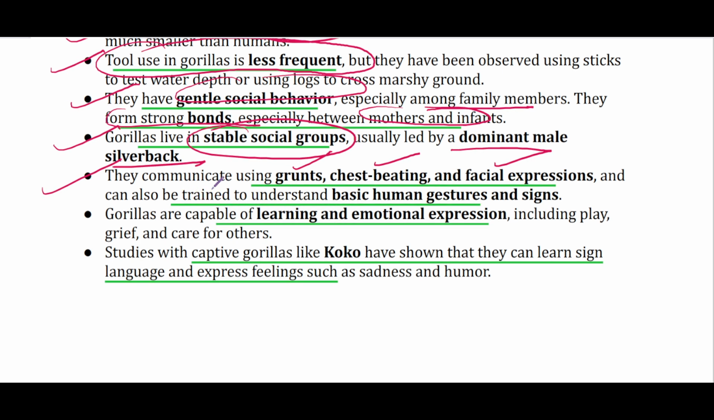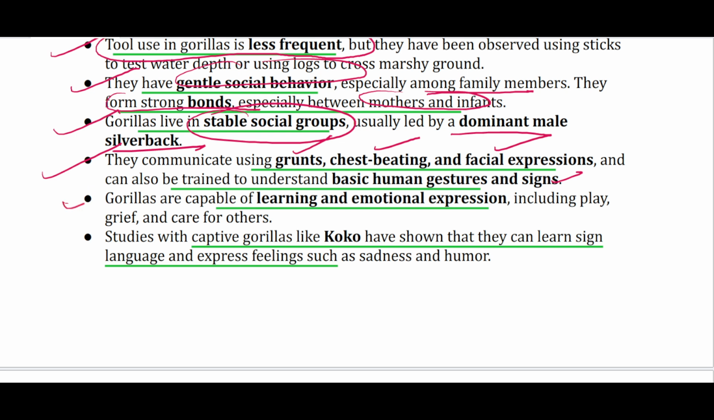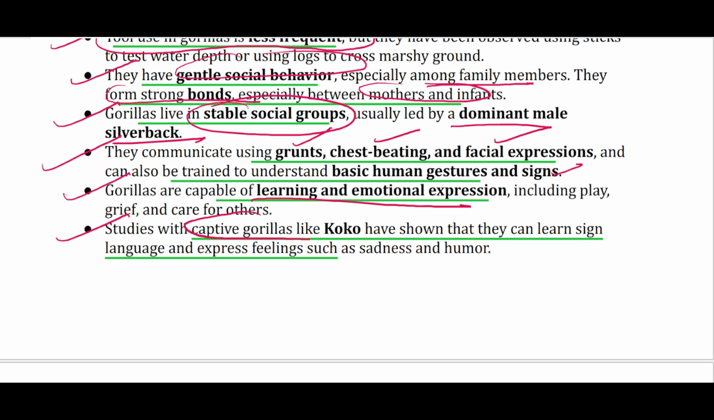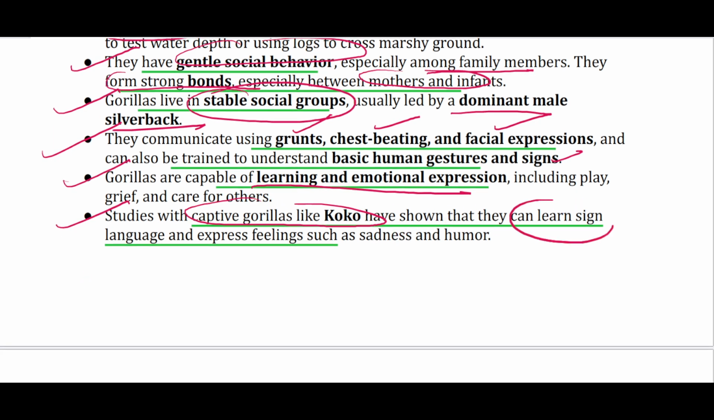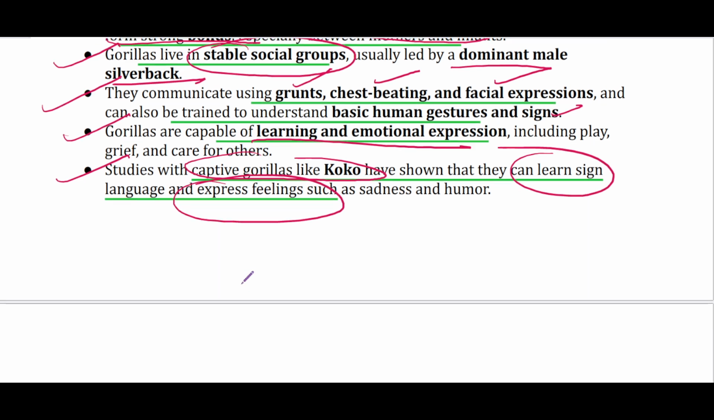And they can also be trained to understand basic human gestures and signs. And gorillas are capable of learning and emotional expression. In studies with captive gorillas like Koko, they have shown that they can learn sign language and express feelings.